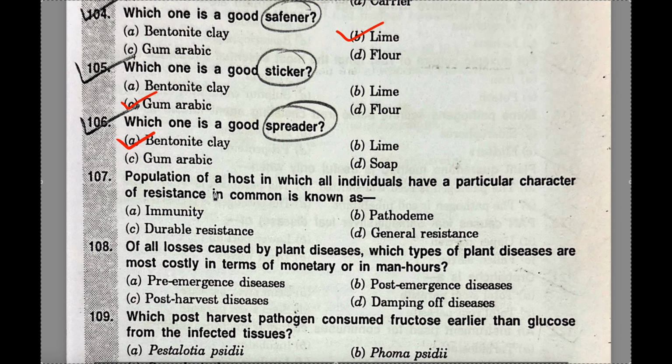107. Population of a host in which all individuals have a particular character of resistance in common is known as option A, immunity, option B, pathogen, option C, durable resistance, and option D is general resistance. Answer is option B.